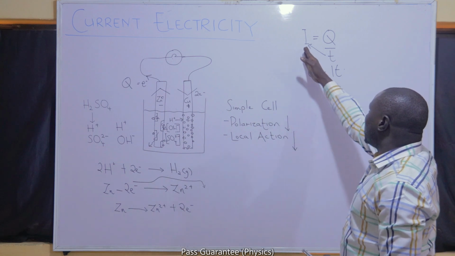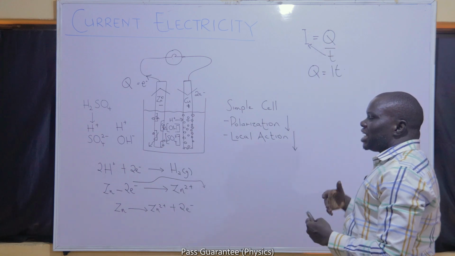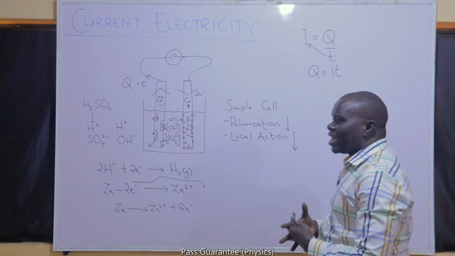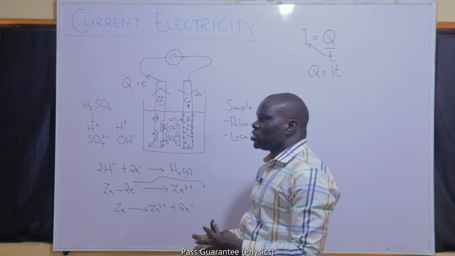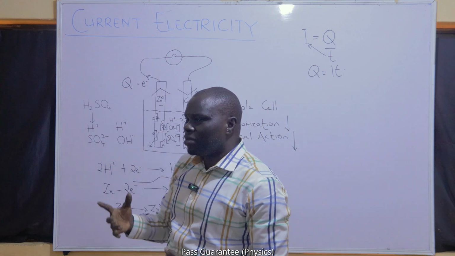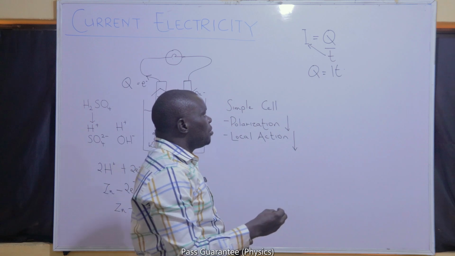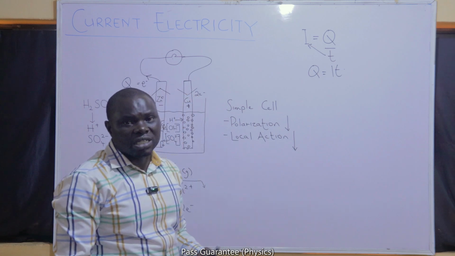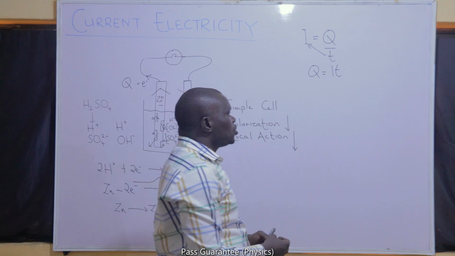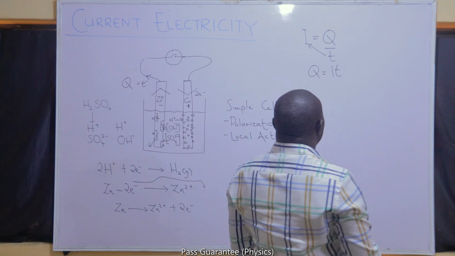But anytime we need to find current, it is the rate at which charges are moving. When you say you have high current at home, it means you have a large quantity of charges moving through a line per time. If you say you have low current, it simply means that you have a small amount of electric charges represented by electrons that are moving through a particular point per time.